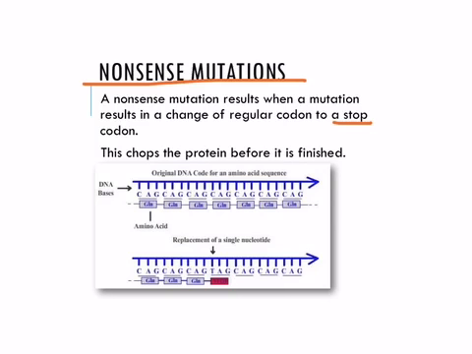Perhaps it's a single point mutation, but instead of coding for a different amino acid, it codes for a stop codon and the whole thing stops. That means it cuts off the protein before it's finished. Here's an example of that.